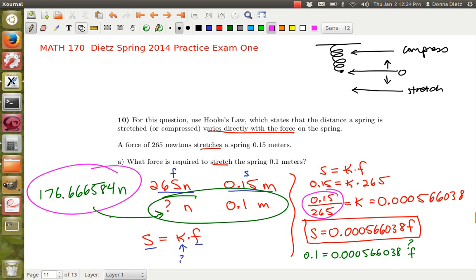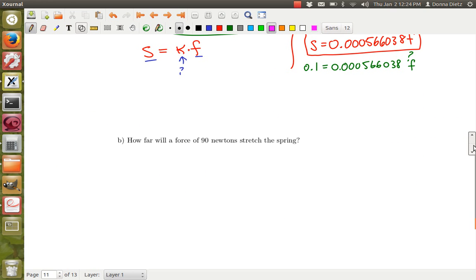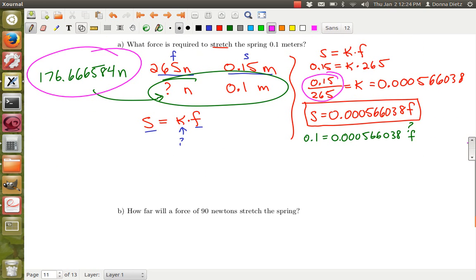And the second question says, how far will a force of 90 newtons stretch the spring? So let's go back to this formula. I'm going to revert back to the simpler way of expressing it. Just go ahead and calculate that.